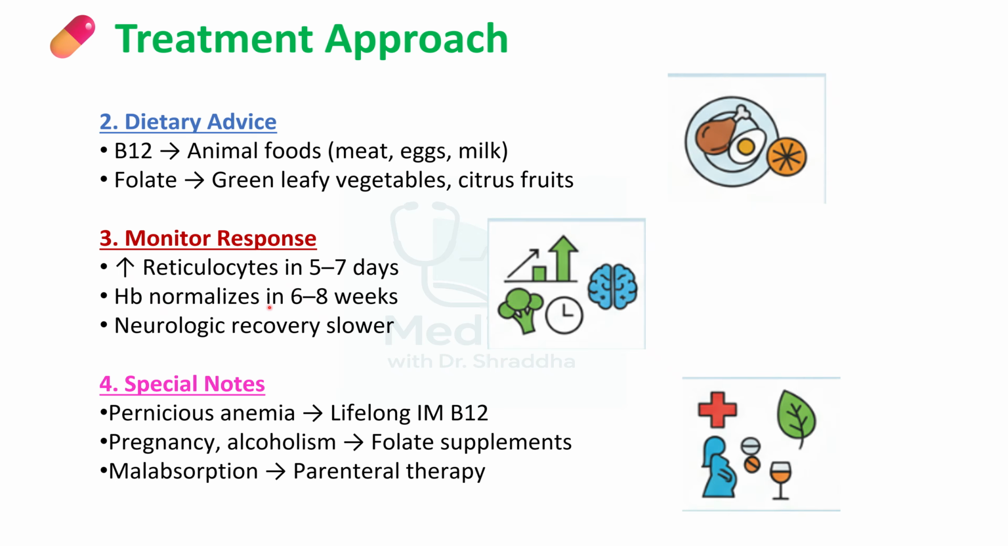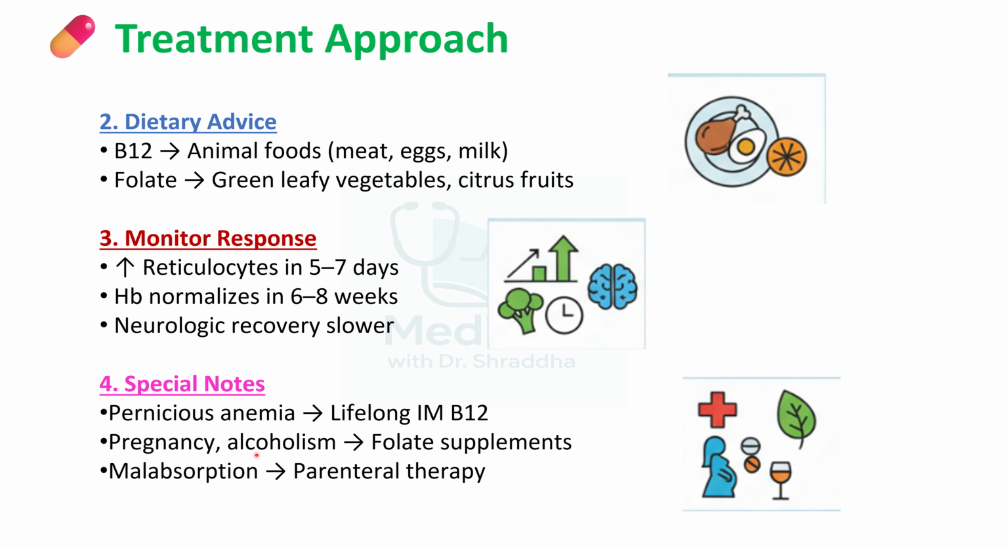Hemoglobin usually normalizes in 6 to 8 weeks. But remember, neurologic symptoms take longer to recover and in some cases may not fully reverse if treatment is delayed. So always treat B12 deficiency early to avoid permanent nerve damage. Now, special notes you must know: pernicious anemia is an autoimmune condition. Patients will need lifelong IM B12 injections. There is no cure, only ongoing management.